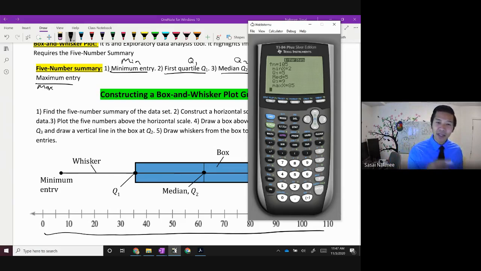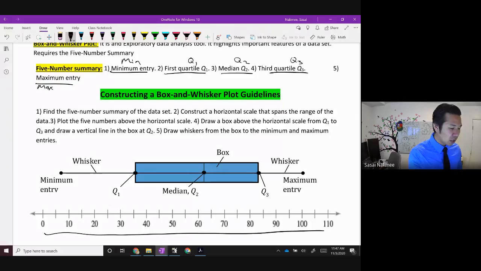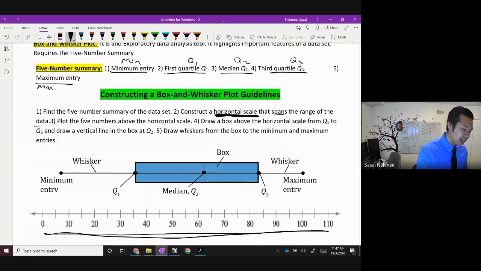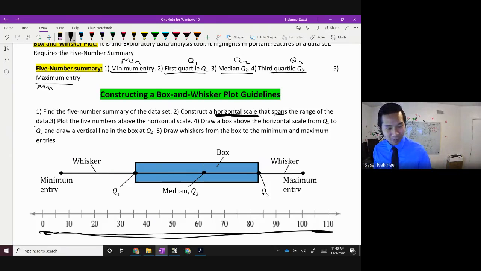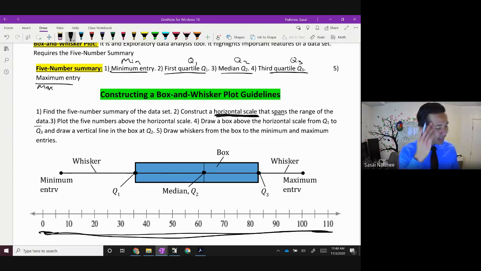And then you can just write that down and then draw your box and whiskers. Write down all your 5 values and construct a horizontal scale. That's the big one. This guy right here, right? That spans the range of the data. It goes from the minimum all the way up to the maximum, and make sure your tick marks are equal all the way through. It blows my mind. Everyone wants to just draw the box and whisker first. Do this part first. Do the number line first, and then deal with the rest later.